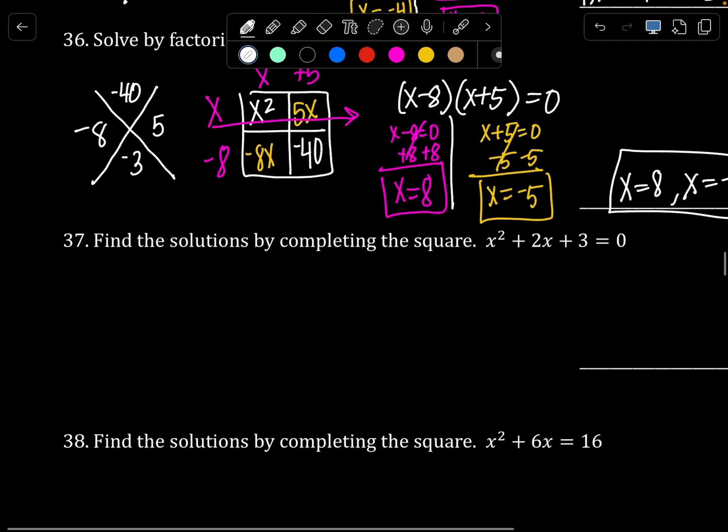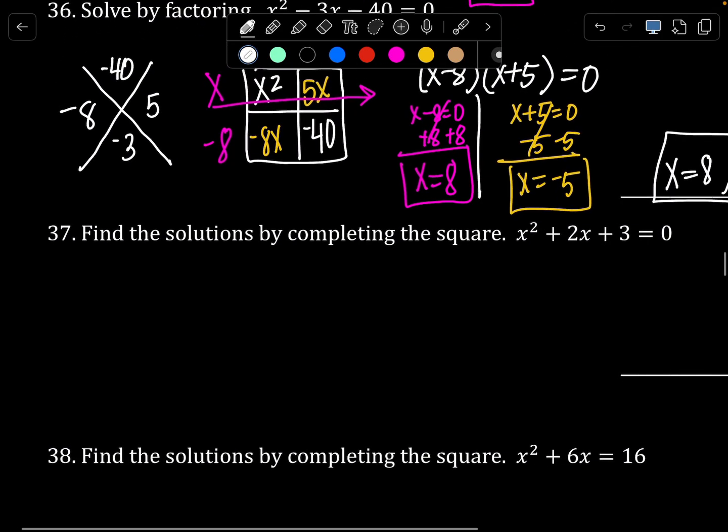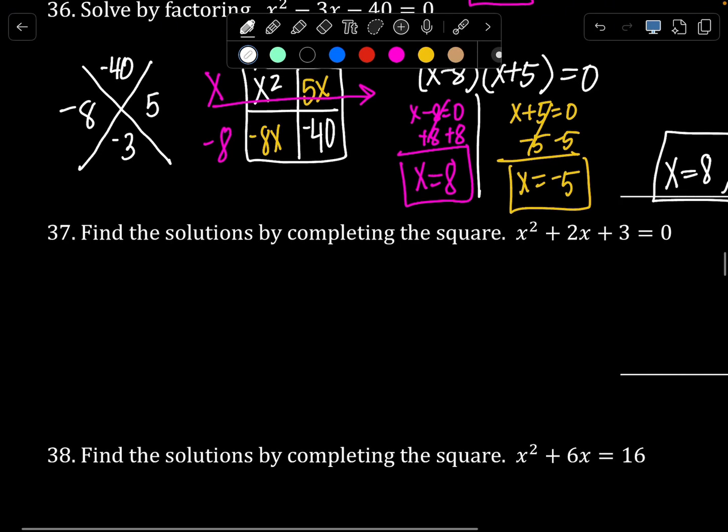Find the solutions by completing the square. I had a student last week ask, do we have to use completing the square? No, you don't. You could use the quadratic formula if it makes more sense. But just because it says completing the square, I'm going to do it that way.